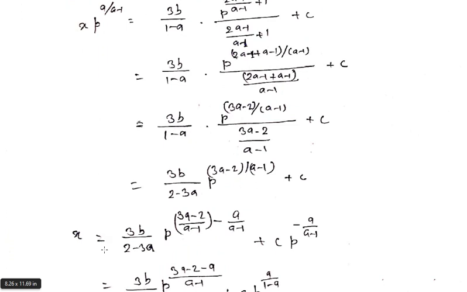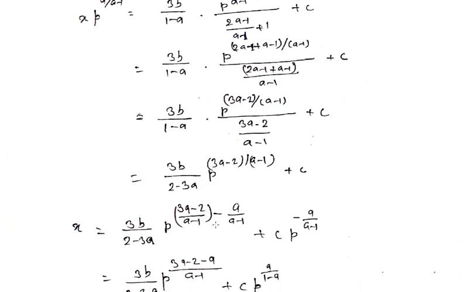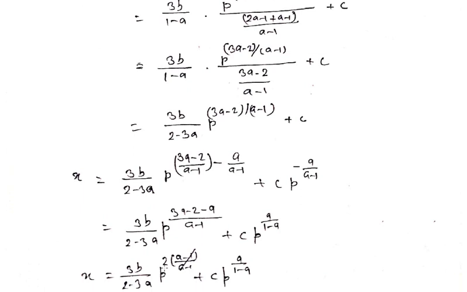So from here we can obtain the value of x, which is x is equal to 3b upon 2 minus 3a into p raised to power (3a minus 2) upon (a minus 1). Now we will multiply this whole equation by p raised to power minus a upon (a minus 1). So when we solve this expression, we obtain p raised to power 2. Taking a minus 1 as LCM, we get 3a minus 2 minus a, which gives us (2a minus 1) upon (a minus 1). Hence here we get p raised to power 2. And the second term is c p raised to power a upon (a minus 1).